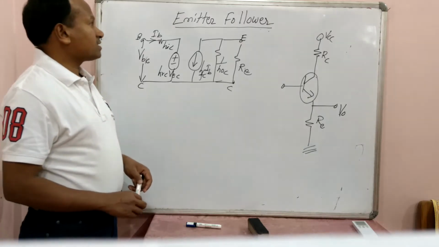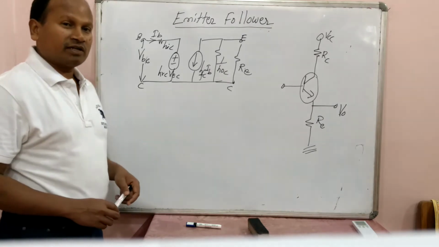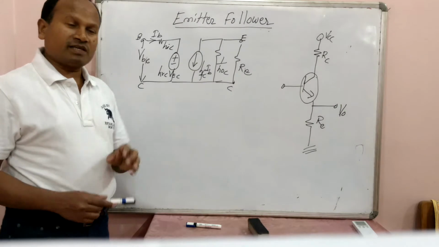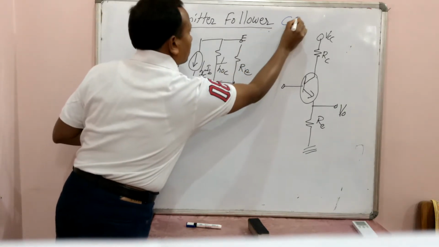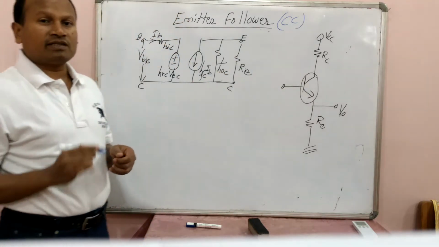This lecture will discuss the emitter follower. What is an emitter follower? An emitter follower is a transistor in which the emitter follows the base. Students, do you remember which configuration it is? Common collector. So we are interested in analyzing the common collector amplifier here.